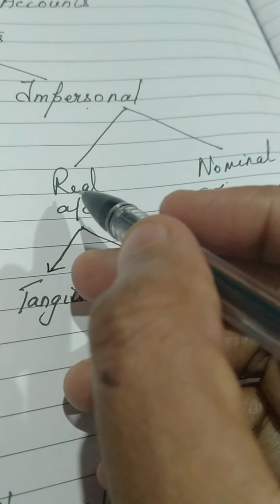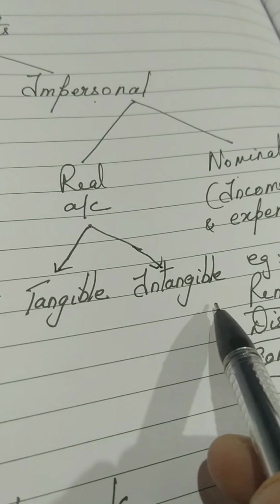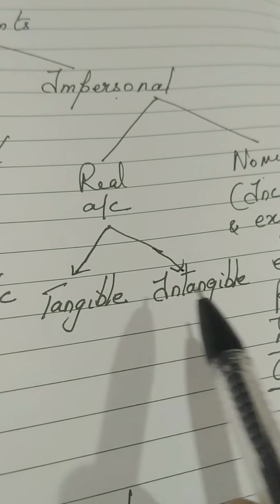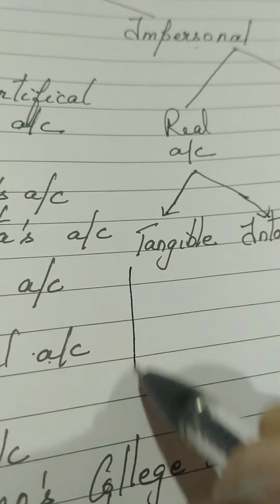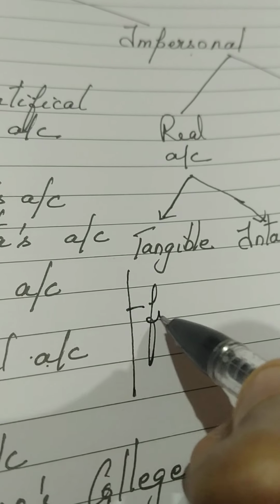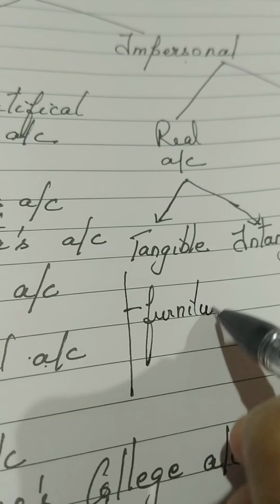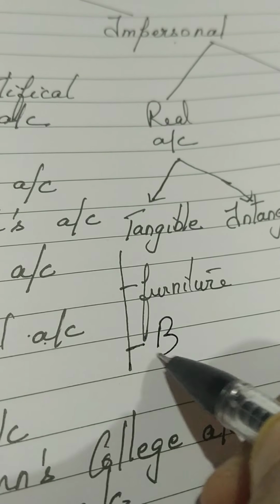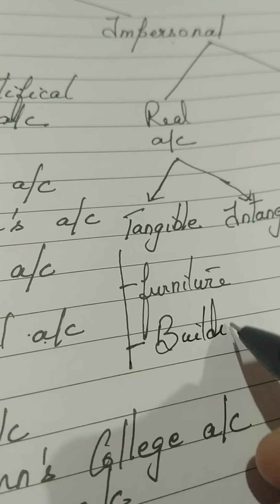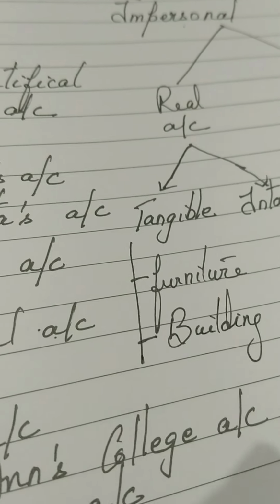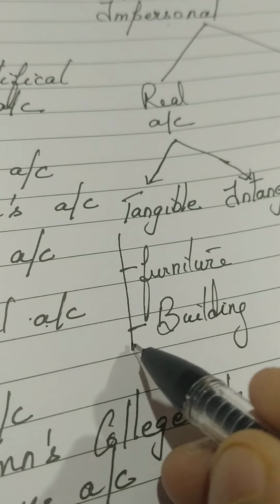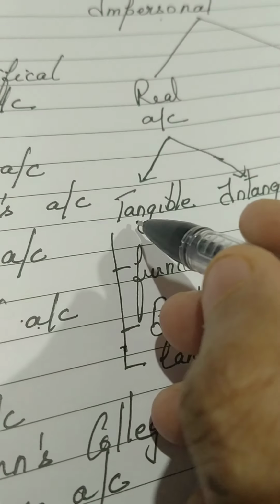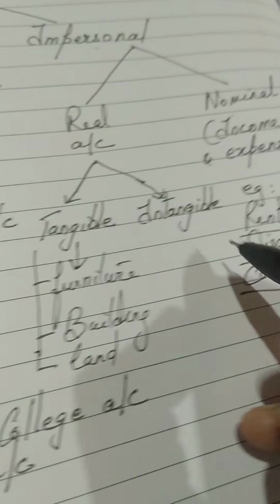Hope you all remember, assets are divided into two: tangible and intangible. The properties of the organization are divided into two: tangible and intangible. Tangible, like furniture in the organization which can be touched, machinery, or let us say building, land, any equipment, and so on. These all come under the tangible assets of the organization.